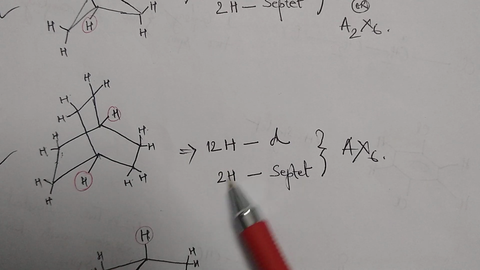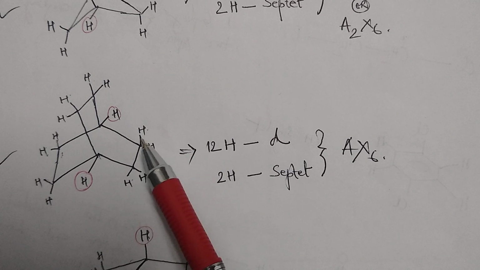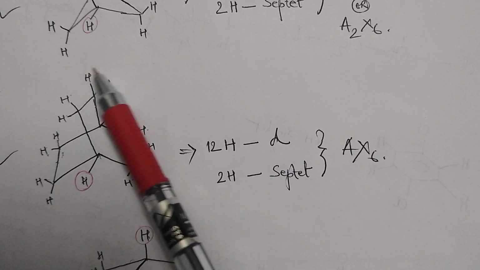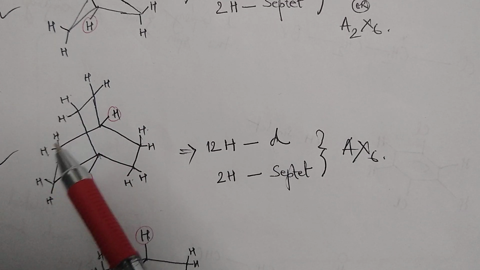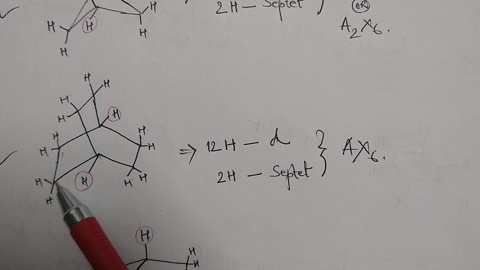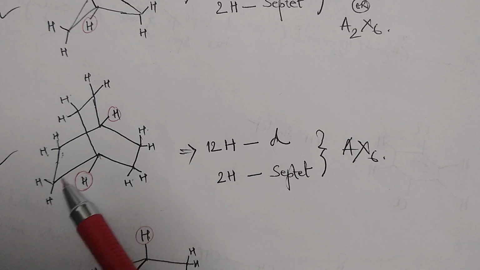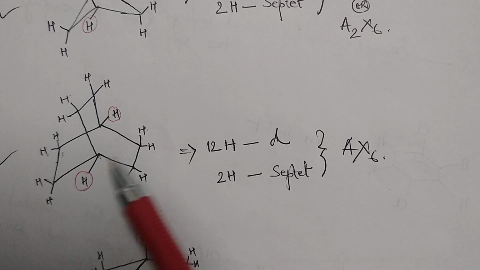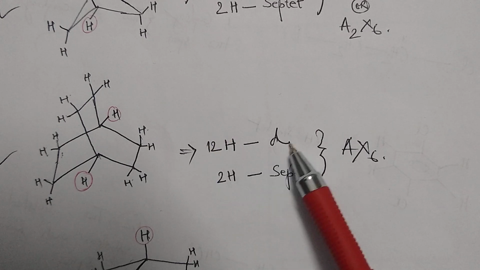So these 2 protons will give a septet, and for the edge protons, altogether there are 12, which are in the environment of this bridgehead proton. So here only one bridgehead proton at once, so the 12 protons will give a doublet signal.